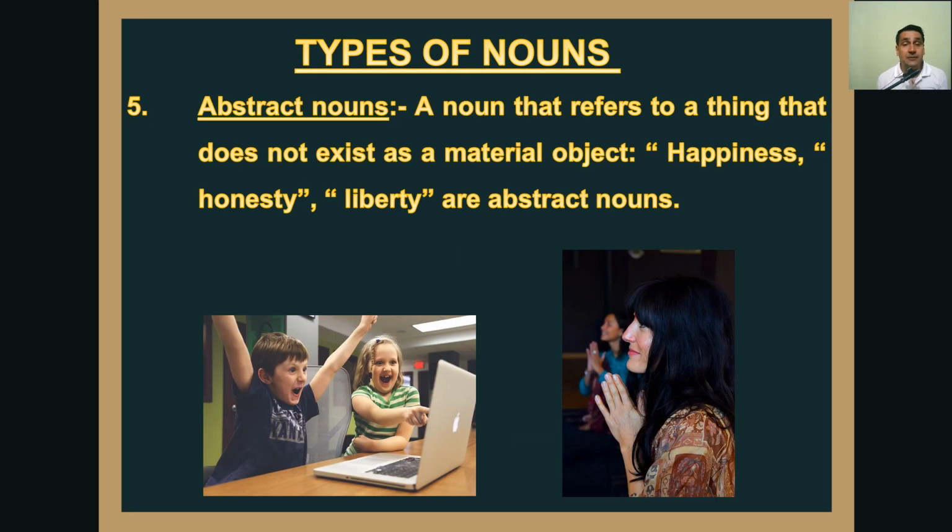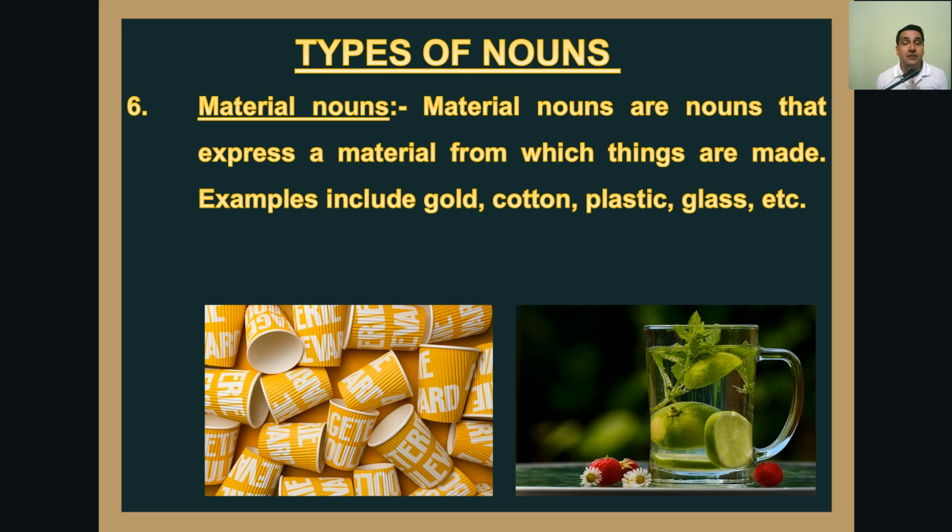Then the fifth one will be abstract nouns, a noun that refers to a thing that does not exist as a material object, like happiness. We cannot feel it, we cannot see it. It's abstract. Then it can be liberty or honesty. These are good examples of abstract nouns. Then material nouns. Material nouns are nouns that express a material from which things are made. Examples include gold, cotton, plastic, glass, etc. The component will be what the metal is made of, or the glass is made of, or the component is plastic or cotton or gold.